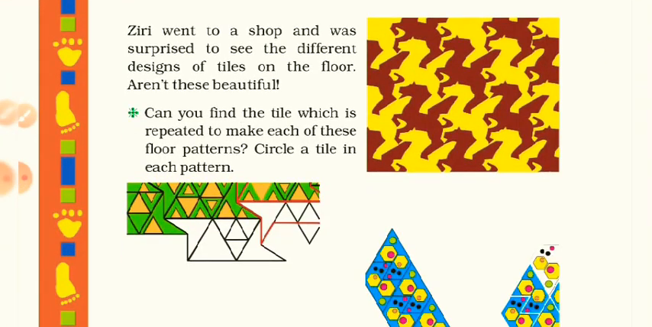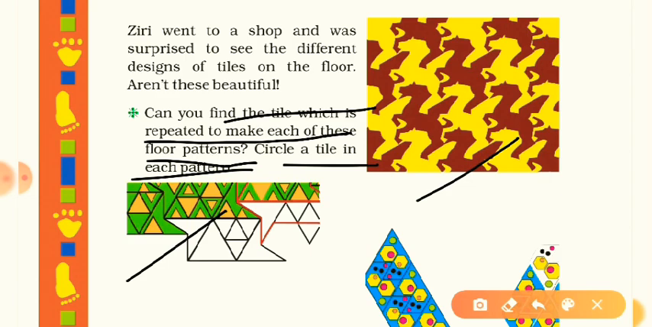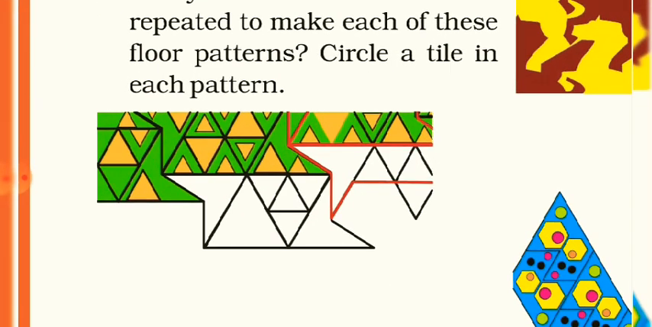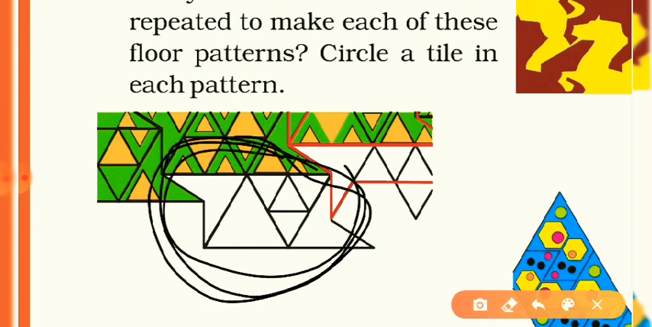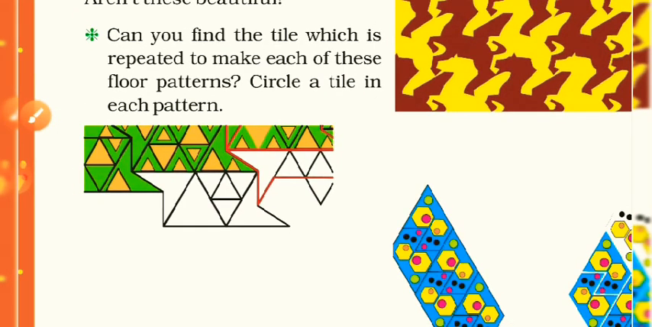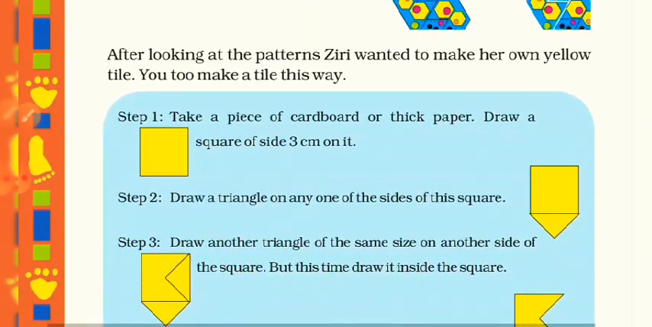Now in the next page, Ziri went to a shop and was surprised to see the different designs and tiles on the floor. Aren't these beautiful? Yes, you can see these are beautiful patterns. Can you find the tile which is repeated to make each of these floor patterns? Circle a tile in each pattern. Yes, we can find the tile pattern which is used. So here you can see this one. Okay, this one is a tile pattern which is used repeatedly, and also this one.